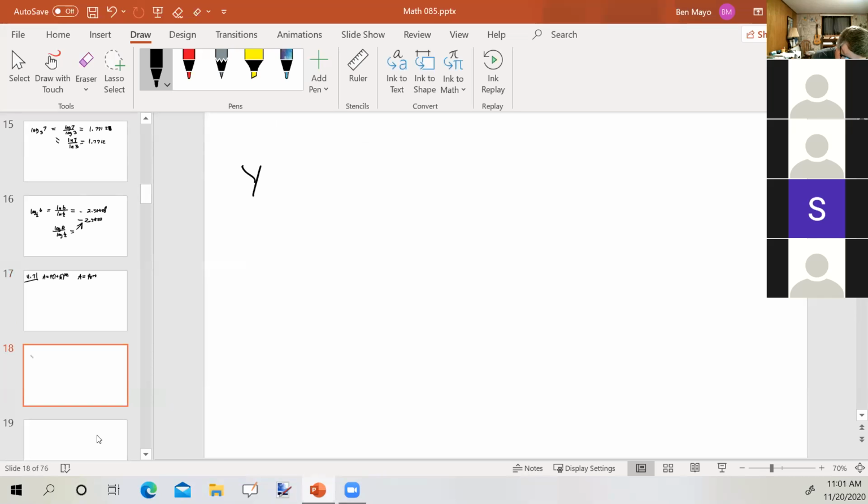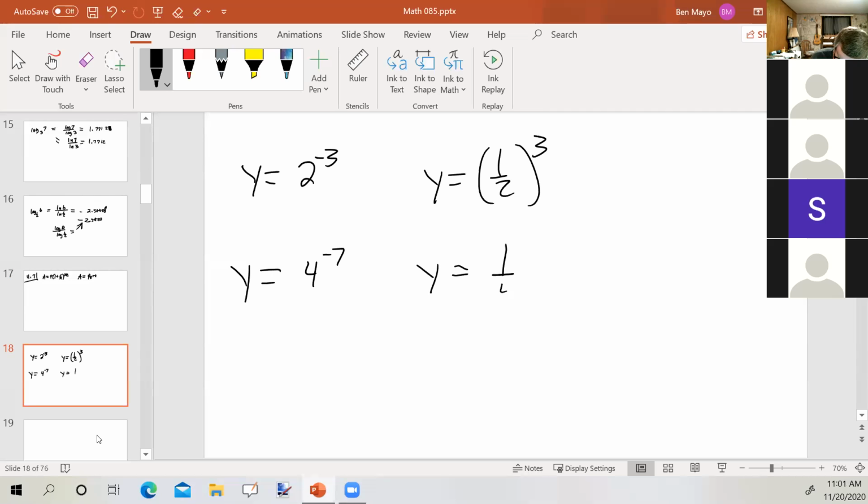Let's say I had y equals 2 to the negative 3 power. Is that the same as y equals 1/2 to the positive 3 power? Yes, it is, right? Or if I had y equals 4 to the negative 7 power, that would be the same thing as y equals 1/4 to the 7th power. Yes, because you take the reciprocal of the base and then change the sign of the exponent.